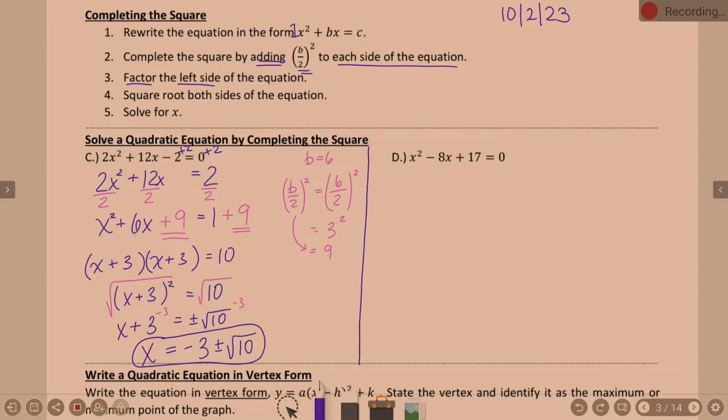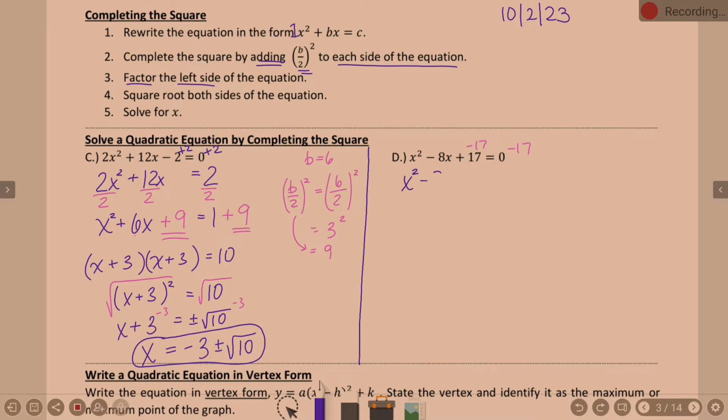Okay. Does that seem familiar then? Okay. Try and stay ahead of me. Let's practice one more. X squared minus 8x plus 17 equals 0. Minus the 17 in an effort to make this x squared plus bx equals c. So this is part of step 1.